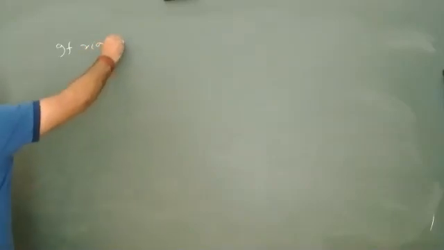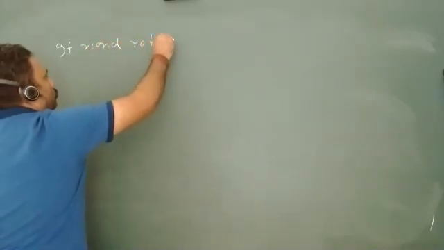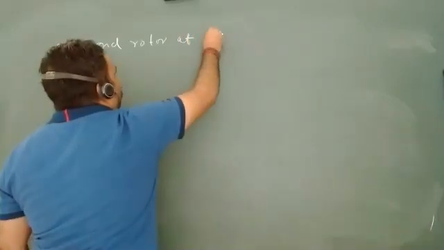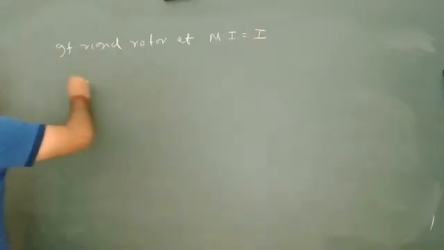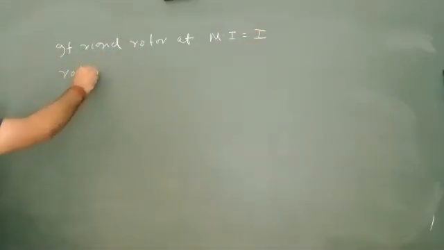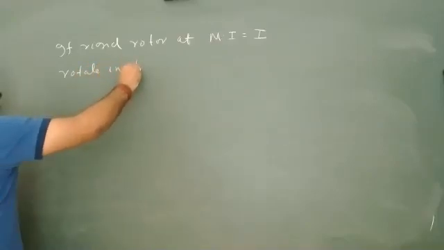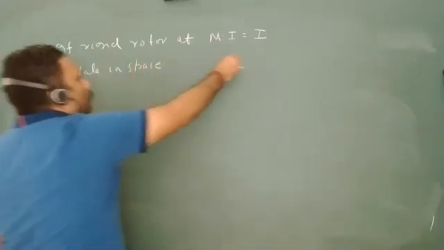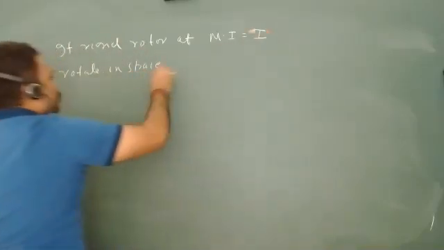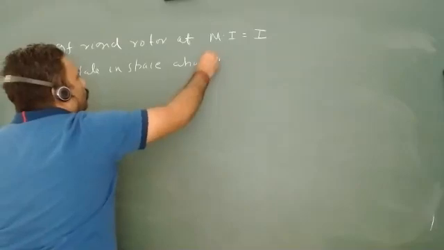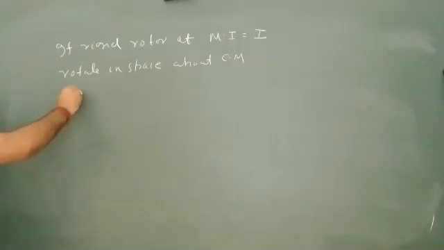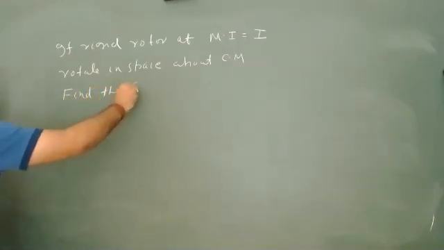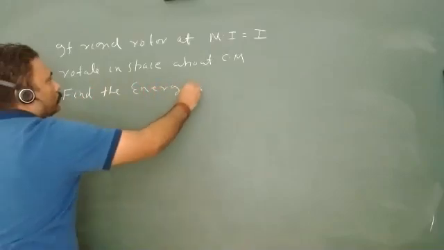If a rigid rotor of moment of inertia I rotates in space about its center of mass, find the energy of the rotor.